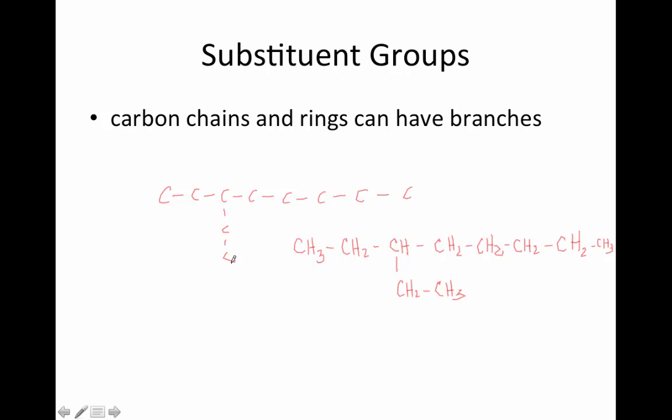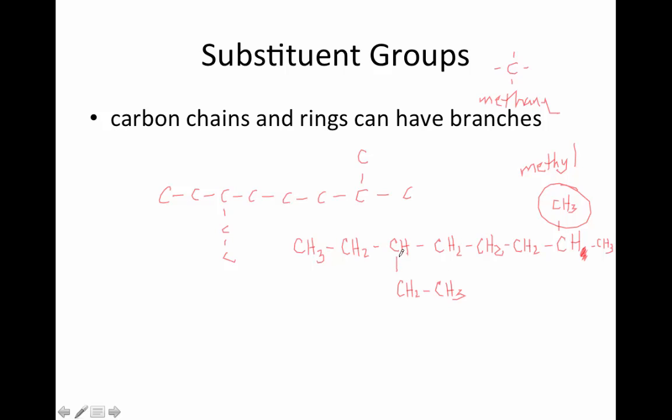So I could put another branch right here with just 1 carbon. And if I do that, then this would become CH3. So the prefix having to do with 1 carbon is meth. So a single carbon alkane is called methane. If I have a single carbon branch, this is called a methyl group.